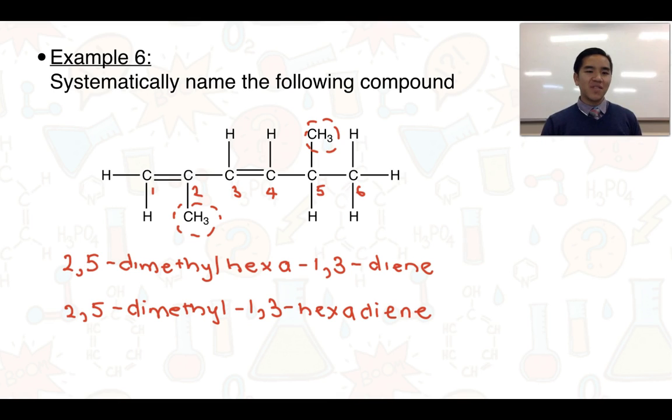So after watching these videos, hopefully now you feel quite comfortable being able to systematically name or draw for a range of different alkanes and alkenes. Keep in mind that we can extend these rules further to looking at alkynes, so that's something that we might do in class.